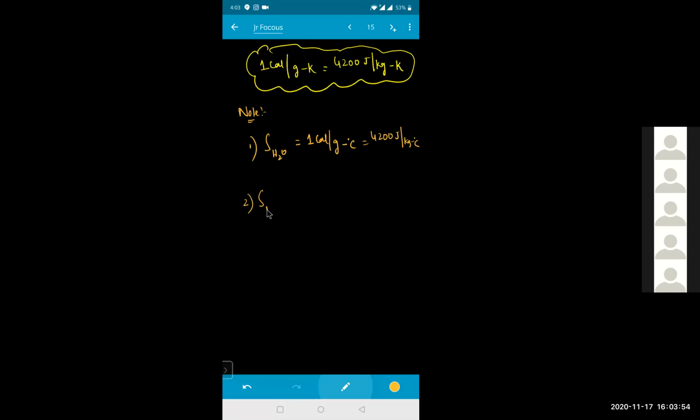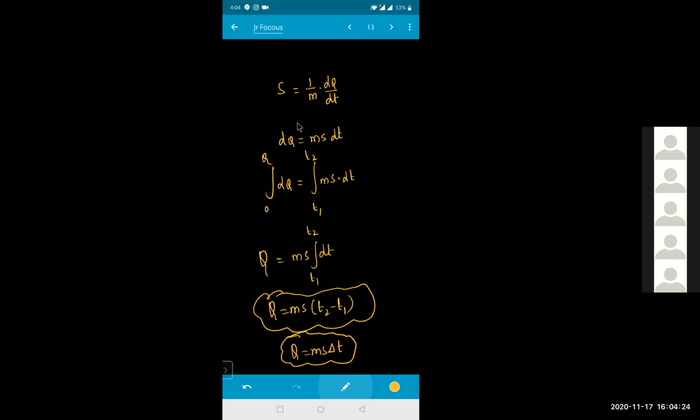4200. Usi tarah se specific heat of ice is equals to 0.5 calorie per gram degree centigrade. And that is equals to 2100 joule per kg degree centigrade. Theek hai? Specific heat of water is 1 in CGS system, in SI system it is 4200. Specific heat of ice in CGS system is 0.5, in SI system it is 2100 joules. Clear?